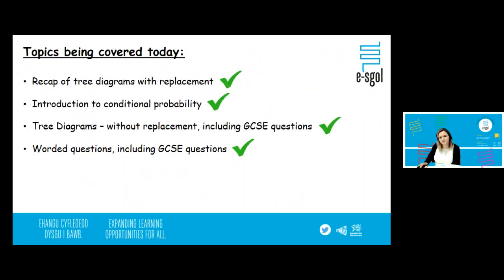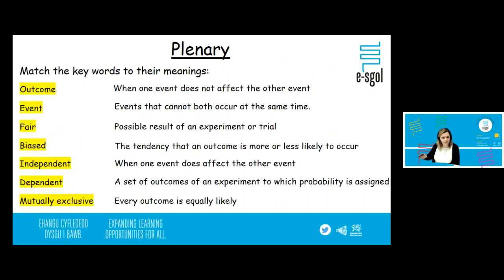Okay, so these are the things we've covered. So we've got one little thing left to do, and that's a matching task. Okay, so pause the video, have a go at matching the words. Now these are words that you were introduced to last week. So they are words that will come up in probability, and it's just a case of finding the right statement. So I'll come back in a second and show you those answers.